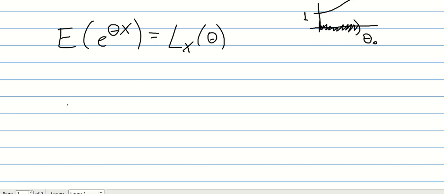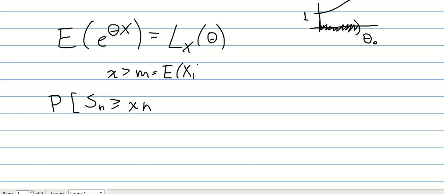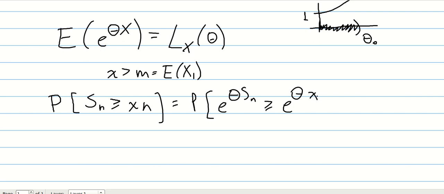So first, let's recall what was the strategy of the proof. The probability that Sn is larger or equal than, let's write it like this, xn, with x larger than the expectation of x1, could be written exactly as the probability that e to the theta Sn is bigger or equal than e to the theta xn.